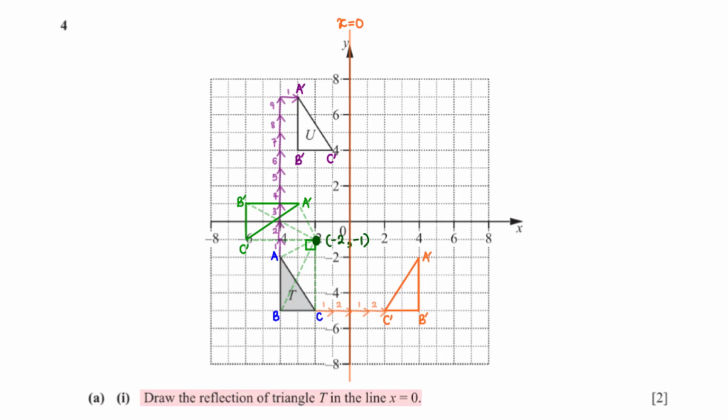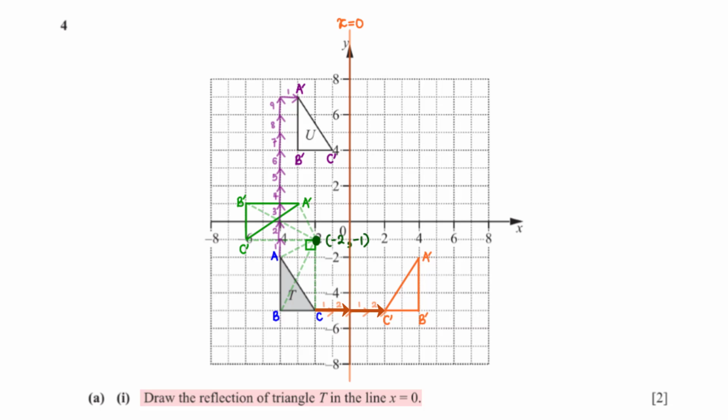Draw the reflection of triangle T in the line x equals 0. So first, we draw the line of reflection, which is x equals 0 or the y-axis. Then from here, we need to reflect the vertices of triangle T in the line x equals 0. So for point C on the triangle, since we move 2 units to the right to touch the line of reflection, we also need to move 2 units to the right from the line of reflection to pin the new position of point C.